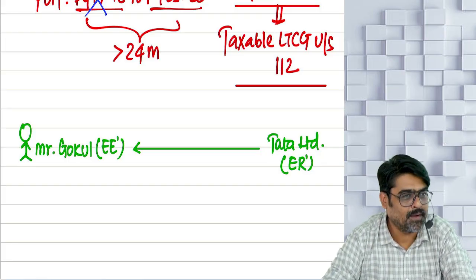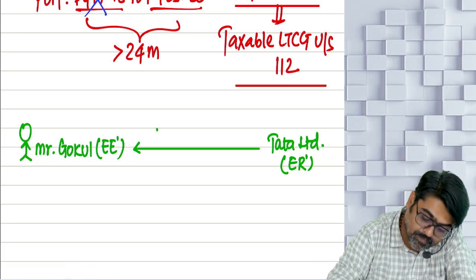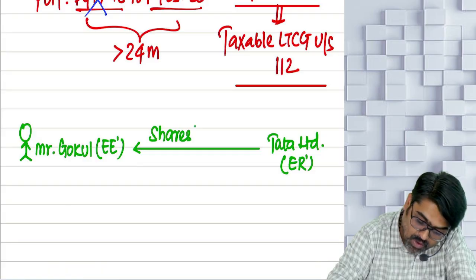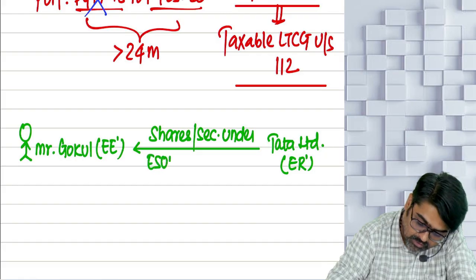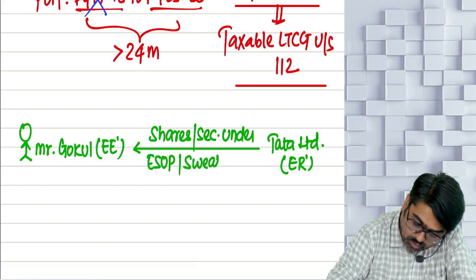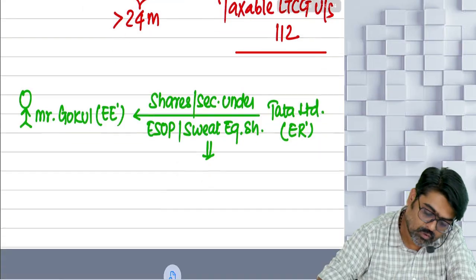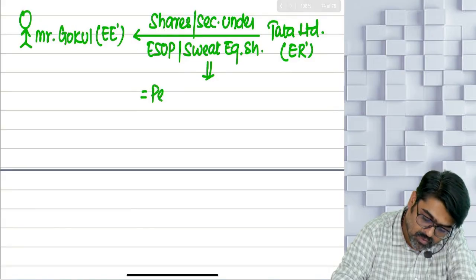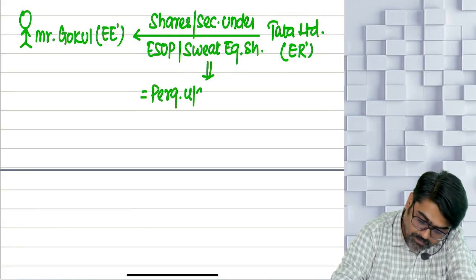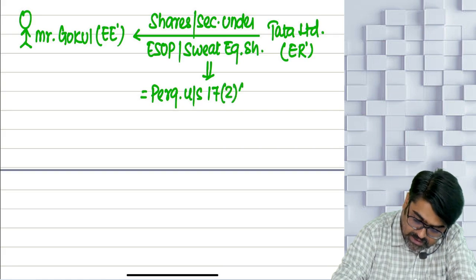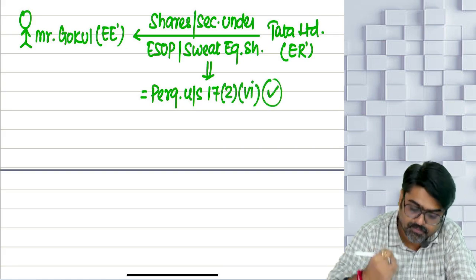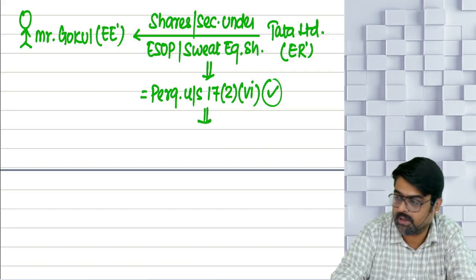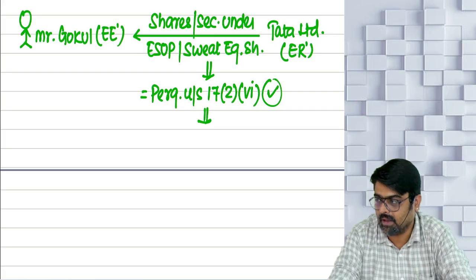So, my dear employee, my dear Gokul, are you getting shares or securities under ESOP, or you are getting sweat equity shares from your employer? Yes or no? Now see, will it be a perquisite? Tell me yes or no. Will it be a perquisite? For whom? Employee. Under section 17(2)(vi), this will be a perquisite. How to determine the value of this perquisite, guys? How do you determine the value of this perquisite? Come on, tell me.